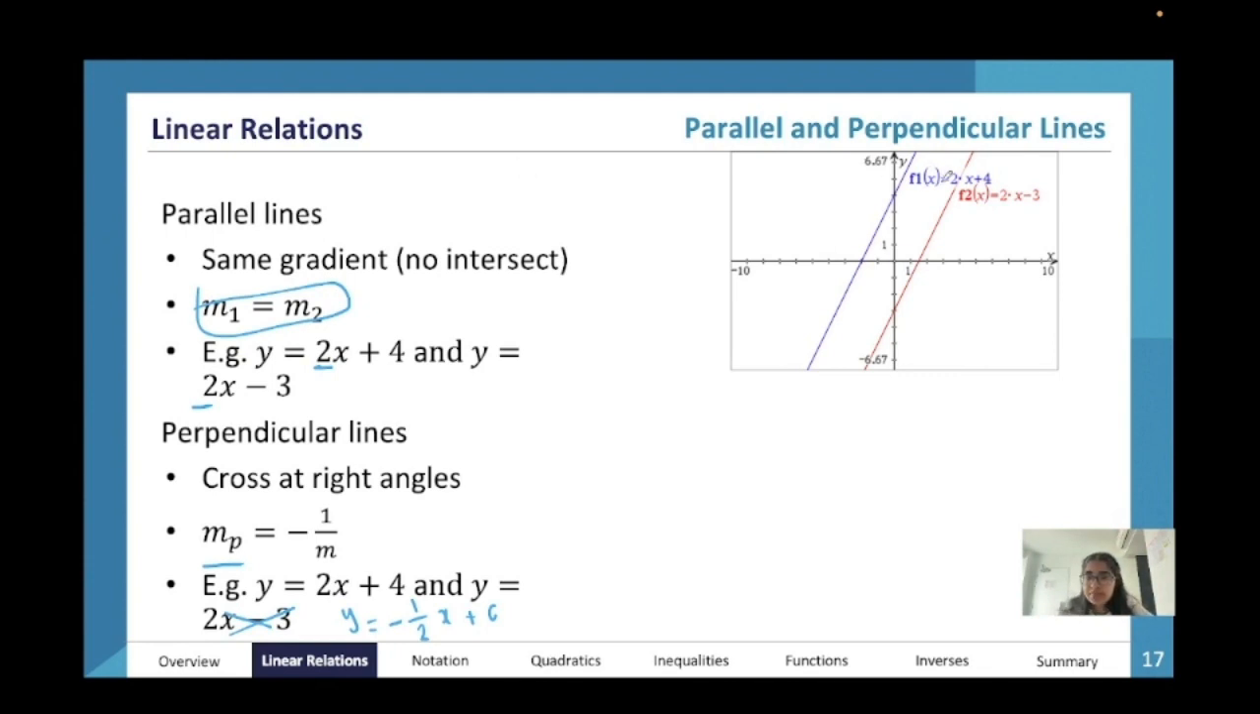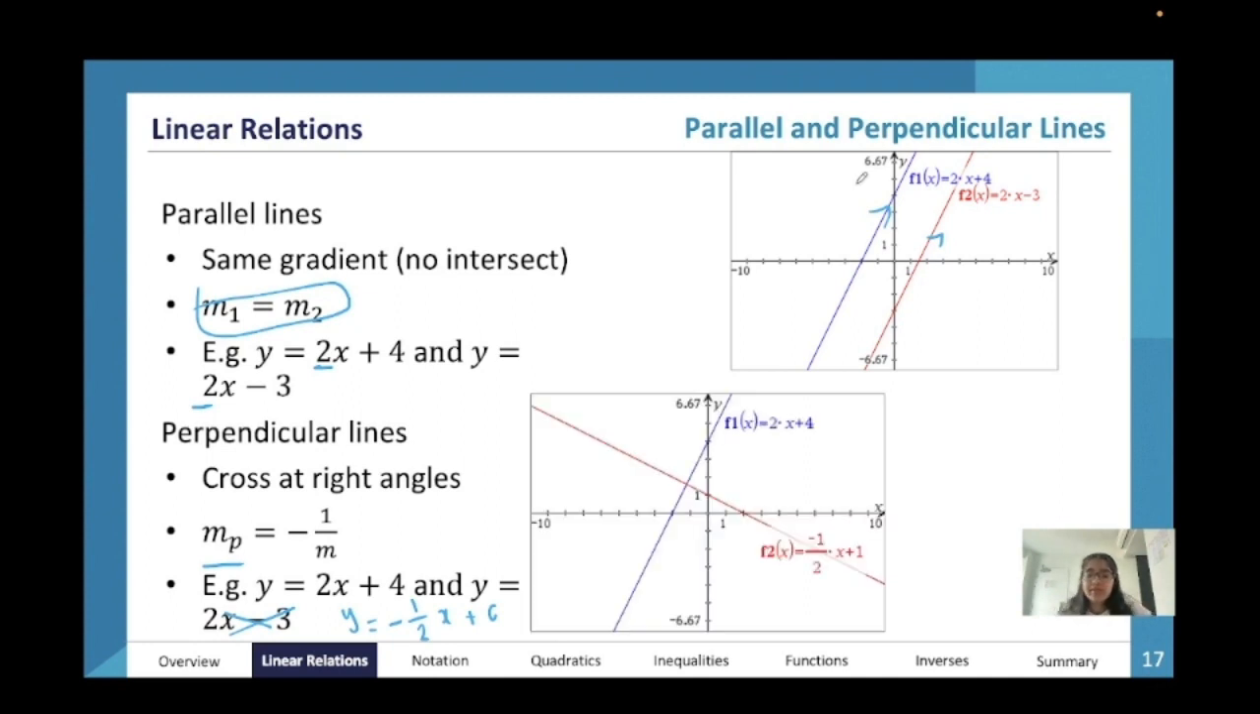Okay, so here's an example of parallel lines. We've got y equals 2x plus 4, like in the example, and then y equals 2x minus 3. You can see that they're perfectly parallel. They're never ever going to intersect. They're always the same distance from each other, and that makes parallel lines. So same gradient, different y-intercept means that they're parallel.